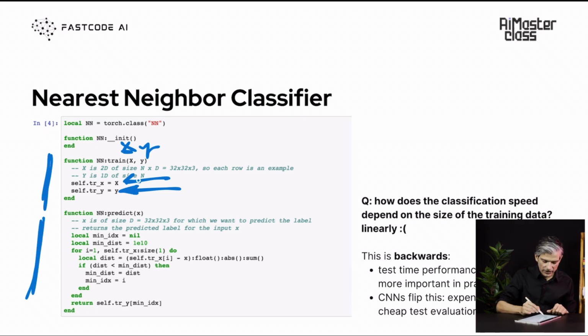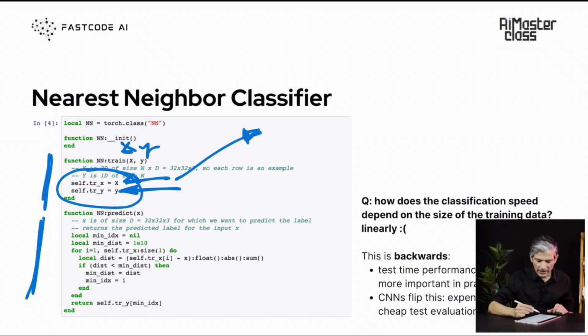self.tr_x, self.tr_y. So all we are doing is something very lazy and inefficient, because we are storing the entire data set and we are calling this in some sense our model. We'll see how. Then our predict function is also very simple.